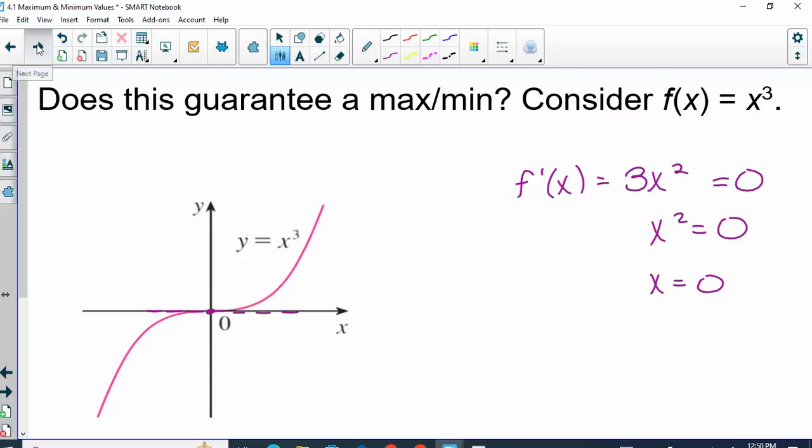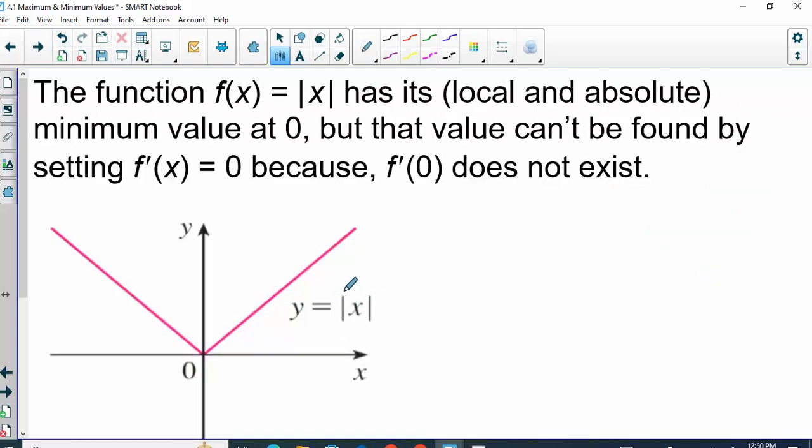I gave you another scenario here where we could get a maximum or a minimum. Absolute value function. Remember back when we talked about derivatives, I told you the derivative doesn't exist at sharp corners because we can't draw just one tangent line there. So this derivative actually doesn't exist at 0, but would we agree that that was a minimum? Yeah. So there's a second place where we could get a maximum and minimum. It's where the derivative does not exist.